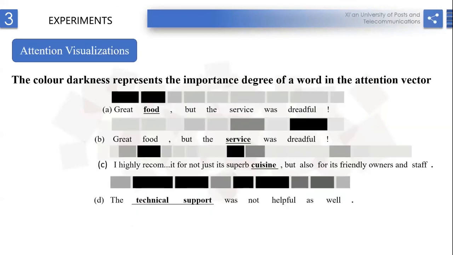Also, we list 4 examples from the restaurant and the laptop datasets, and we see the weight of each word's attention to determine which has the greatest effect on the emotion polarity of the aspect. The darkness of the color indicates the degree of attention weight. The darker the color is, the more important the word is.